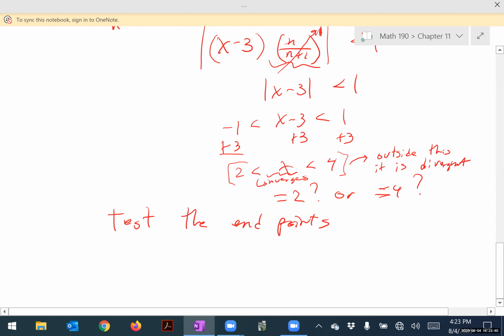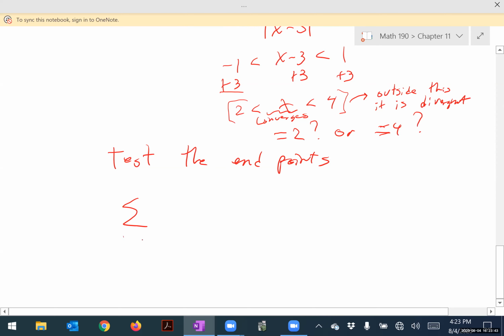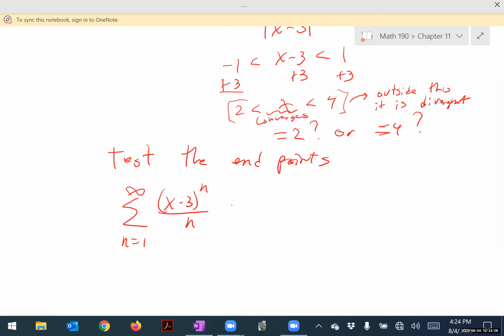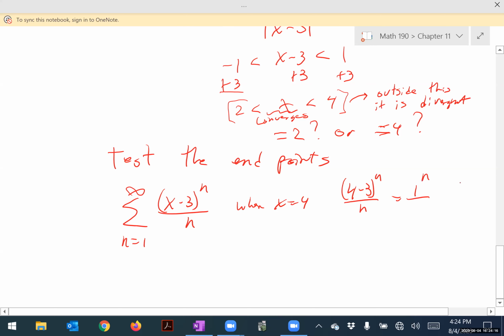Well, what was the original function? The original function was the summation from n equals 1 to infinity of x minus 3 to the nth power all over n. So what happens when x is equal to 4? Let's try 4 first, because 2 is going to be a pain. When x equals 4, then what do we get? We get 4 minus 3 to the nth power over n, which is 1 to the nth power over n, which is 1 over n.